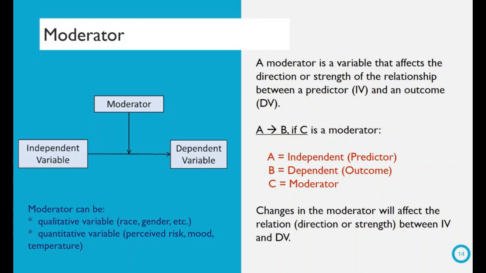As you can see on this slide, we have three variables here. One is IV to DV, right? There is a direct relationship between IV and DV. The moderator will affect the direction or strength of the relationship between IV and DV. Okay? So this is the difference between mediator and moderator.